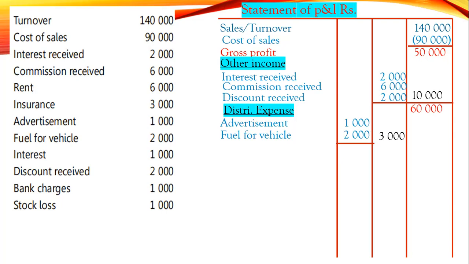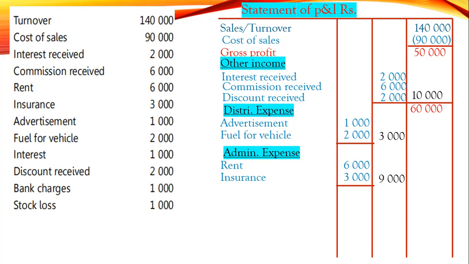Okay, after distribution expense, administration expense. Under administration expense, do we have anything? Yes, of course. Rent, 6,000. Insurance, 3,000. So under each heading, whatever it comes, we have to write it one by one. Total 9,000. Take it to the second column. It looks attractive, that's all.